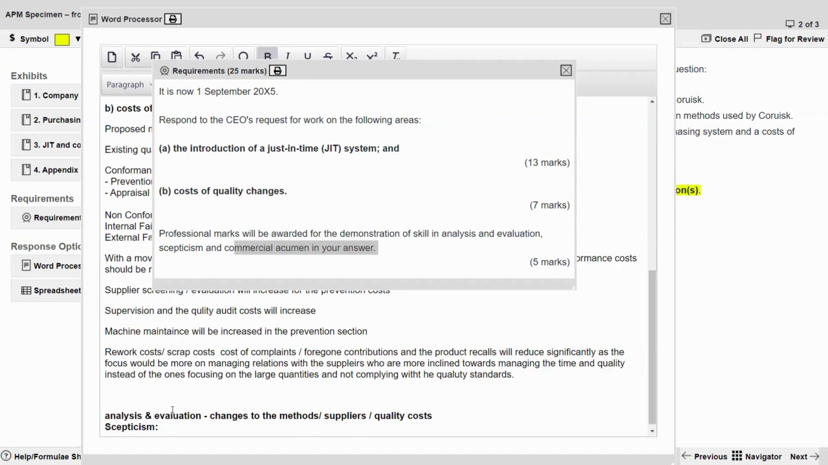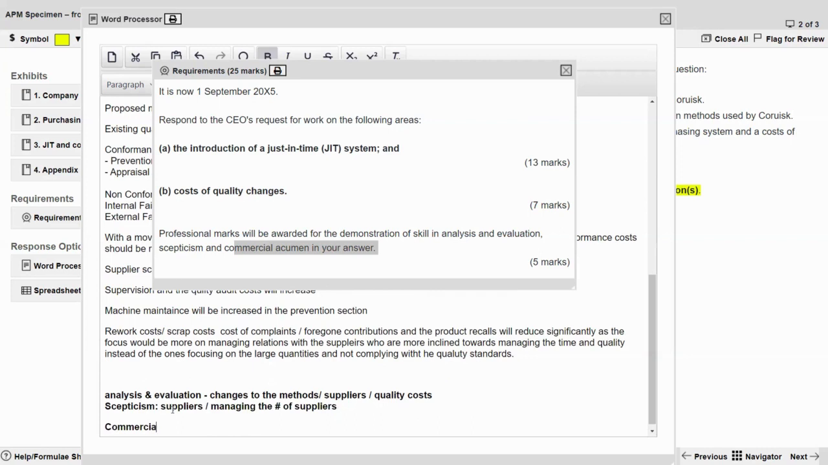Skepticism is basically a critical, questioning type of attitude where you apply judgment. For example, getting rid of suppliers or managing the number of suppliers, things like that, are the aspects of the question which are going to be there.